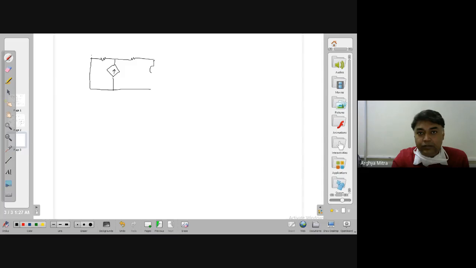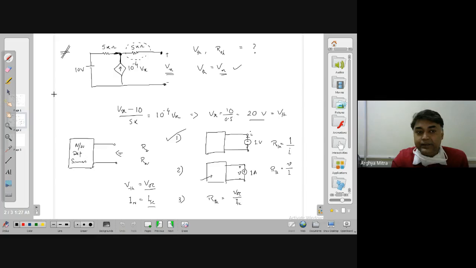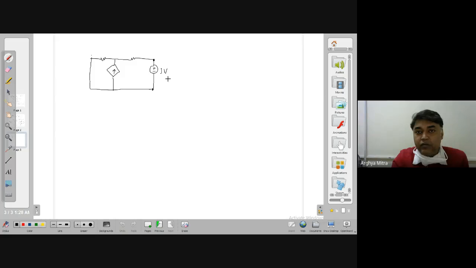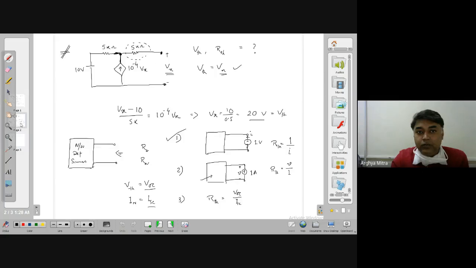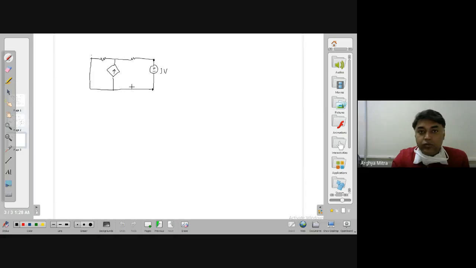And then what I am doing, I am putting one known voltage source. What is that value? The value is 1 volt. So the voltage across this terminal, which I initially called Vx, becomes 1 volt. If it is 1 volt, then what is the value of this current source? 10 to the power minus 4 Vx ampere was the value, isn't it? So Vx is 1 volt, so it is simply 10 to the power minus 4 ampere. This is 5k ohm, and this is 5k ohm. Right?